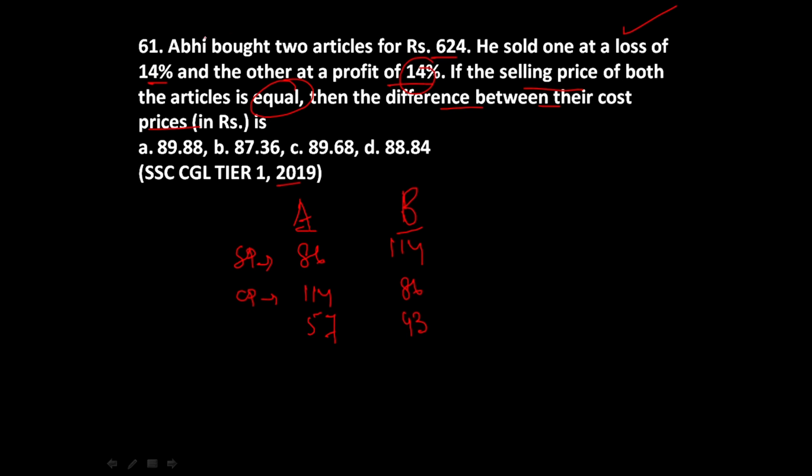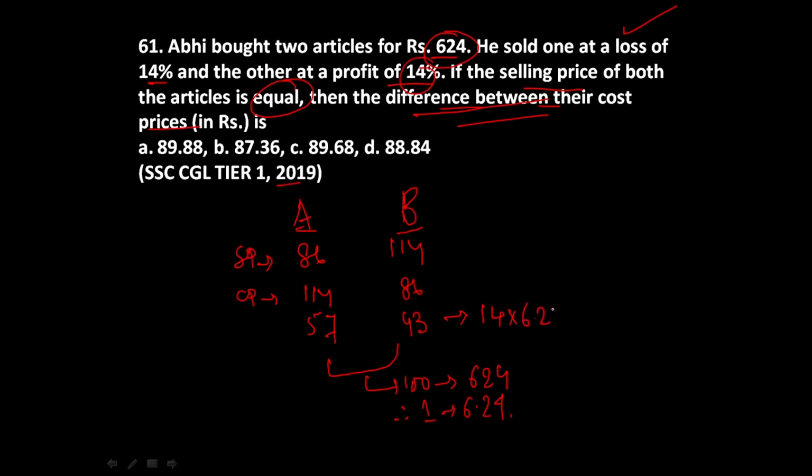And the question has said that we bought two articles for 624. So the summation of these is 100. This 100 is equivalent to 624. So the value of one unit is 6.24. Clear? What's the question? The difference between their cost. So what's the difference in this ratio? It's 14, 57 minus 43. So if 1 is equivalent to 6.24, then 14 is equivalent to 14 into 6.24.